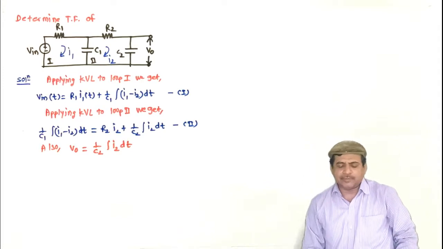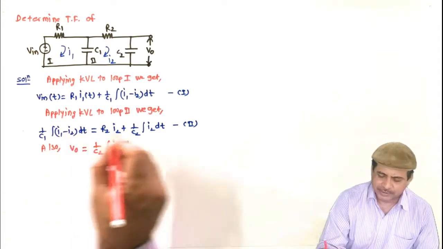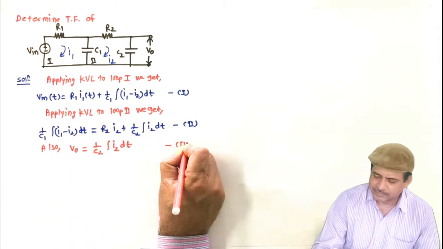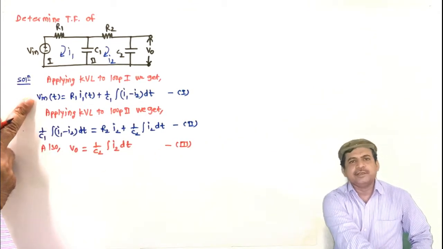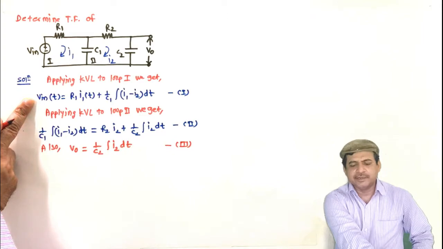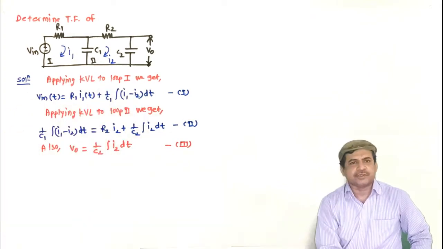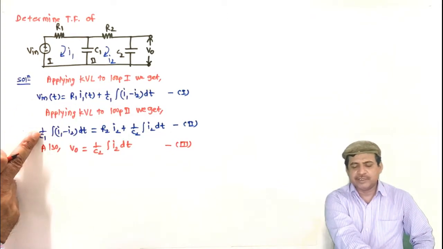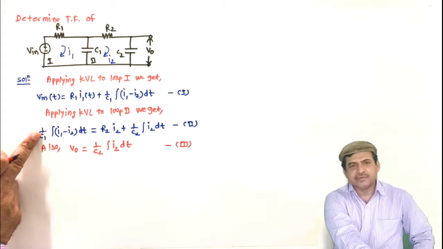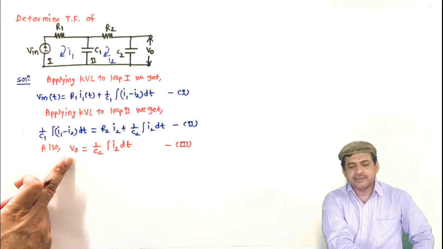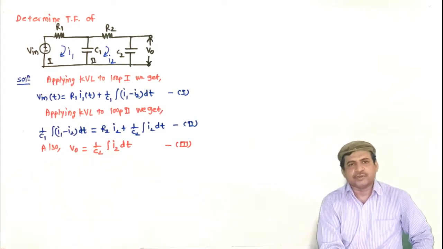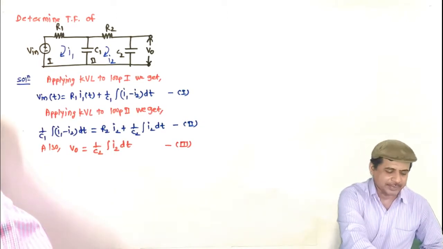So now if I take the Laplace transform of all these three equations, what I get is, this equation will give me V in of s in terms of I1 of s and I2 of s. This equation will give me the relation between I1 and I2, and this equation will give me the output in terms of I2 of s. Let us see what happens.